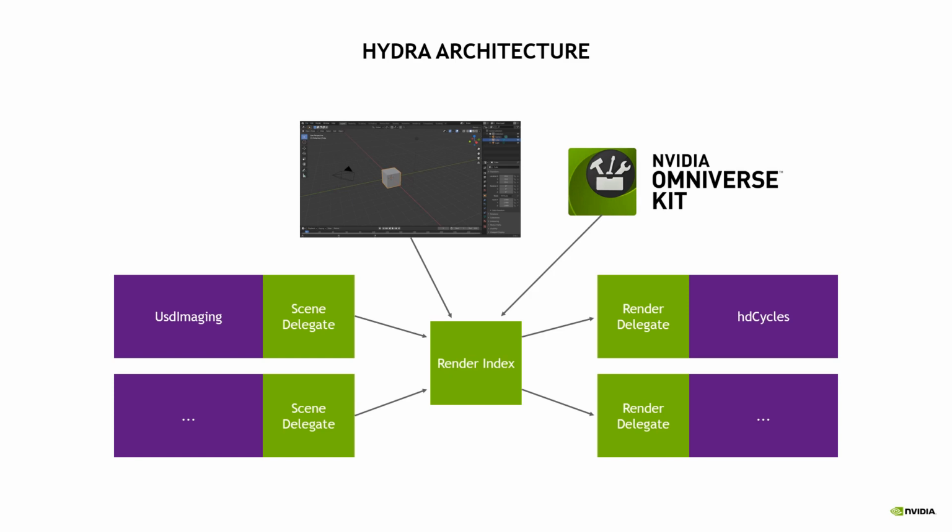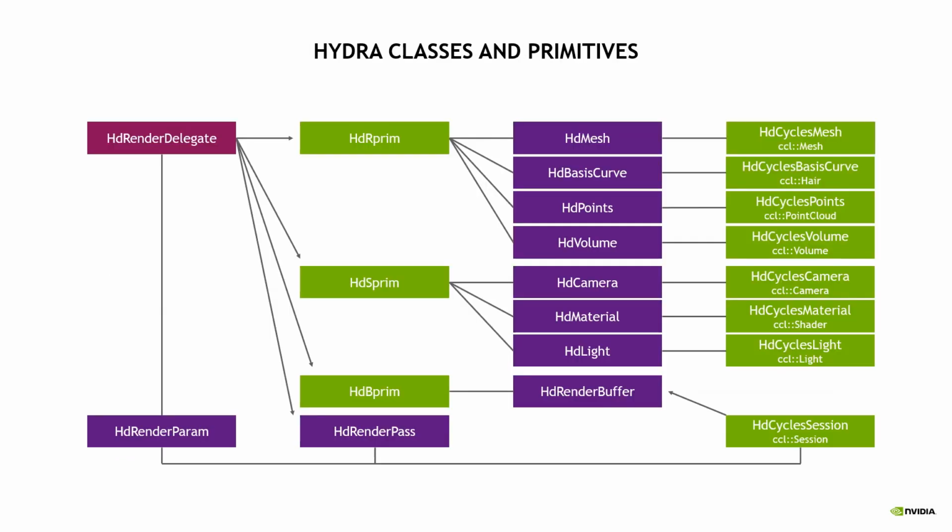For Cycles to fit into all this, all we need to do is implement the render delegate interface and translate it into something Cycles understands. To do this, Hydra provides a set of classes that can be overwritten to add custom logic. It all starts with Hydra calling into our plugin to create an HD Render Delegate instance. This class provides basic functionality to create other resources, primitives, set render settings, or gather statistics from the renderer.